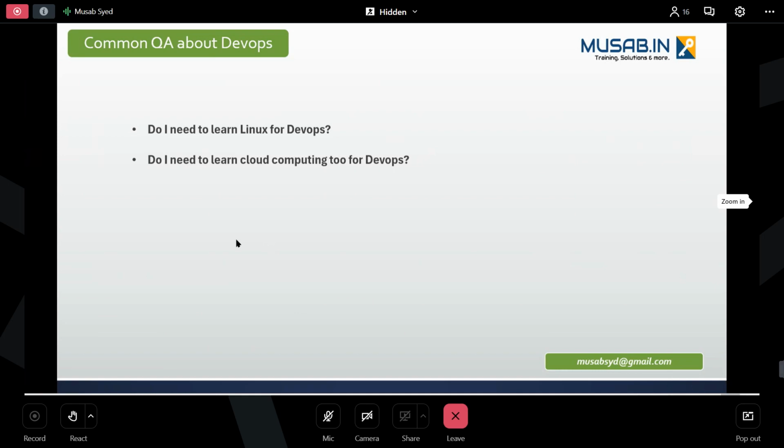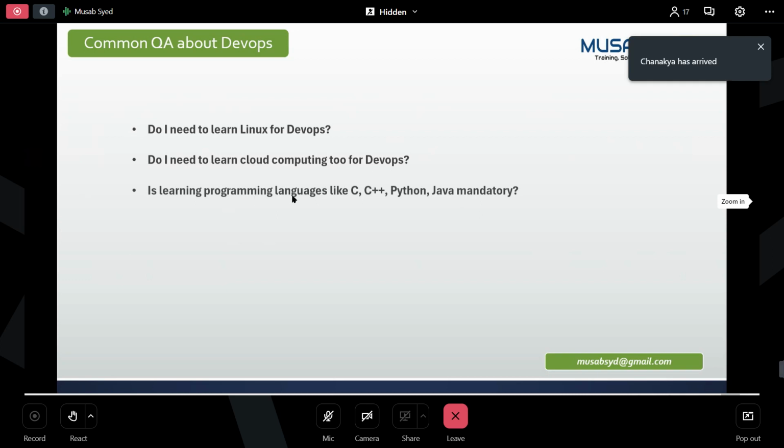Very, very important things. Then, do I need to learn programming languages like C, C++, Python, Java? No. This is something you don't really require to learn. To learn DevOps, you don't necessarily have to be a developer. Remember, DevOps brings together two things: developers and operators. So the operators can also learn how to deal with DevOps. You don't have to be a developer all the time. Getting it or not? So no programming language is mandatory.